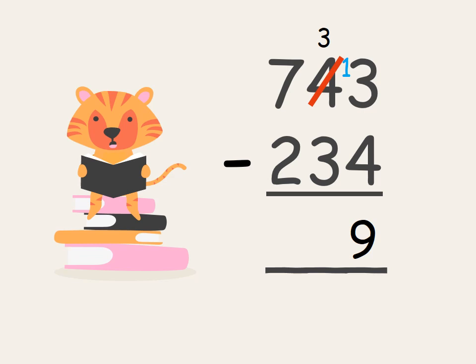Step number 2, you subtract your tens. 3 minus 3 is 0. And step number 3, you subtract your hundreds. 7 minus 2 is 5. So our answer is 509.